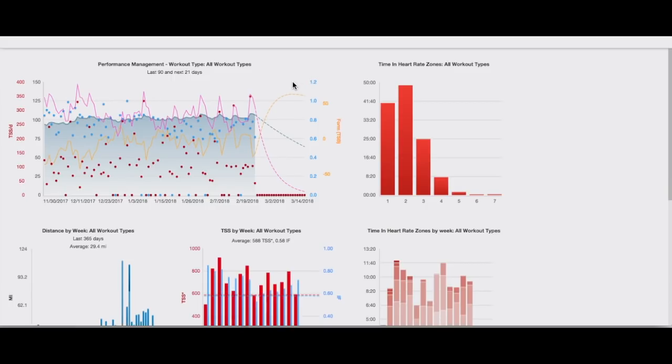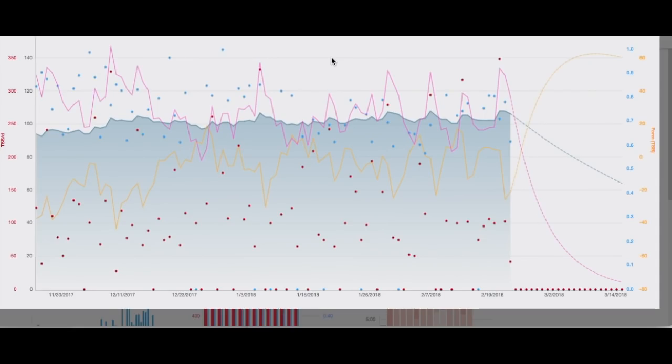The first thing I want to look at is the performance management chart. This is showing the last 90 and next 21 days. That's one of the default time views that you can see. Today is the 22nd of February 2018. When you look at this, it looks a little confusing, just a lot of colors. As soon as you mouse over the dates anywhere along here, it will give you some information.